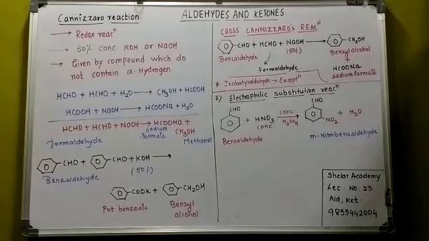Next, the reaction takes place in the presence of 50% concentrated NaOH or KOH. The next point is the reaction is given by the compounds which do not contain alpha hydrogen. जिसमें alpha hydrogen नहीं है will give Cannizzaro reaction. Fine. Now see, formaldehyde. We have taken two molecules of formaldehyde. I have explained reaction कैसे होता है. आपको एग्जाम में ऐसे लिखने का है.